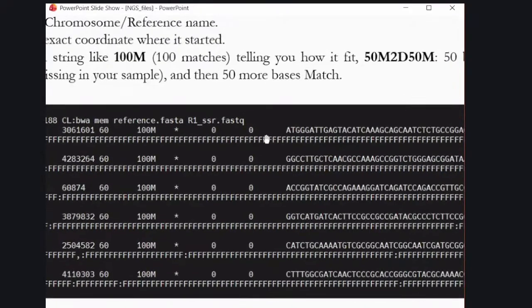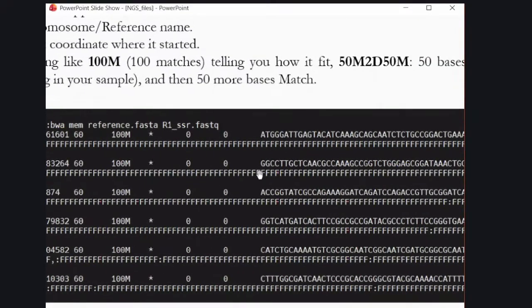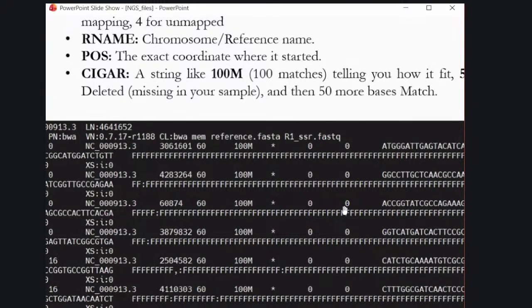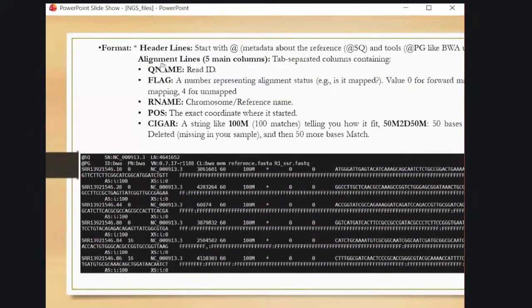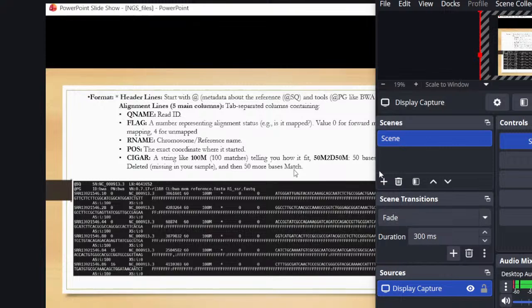Then this is the sequence of the read, and this is the quality score of the read. These are the main columns, up to the CIGAR. These first five or six columns are important for you to understand whether the read is mapping to the reference or not. One more thing: in the CIGAR, 100M means 100 matches. If it is written as 50M2D50M, it means 50 matches, two bases deleted, and then 50 more base matches. So 50M, two deletions, and 50 matches.